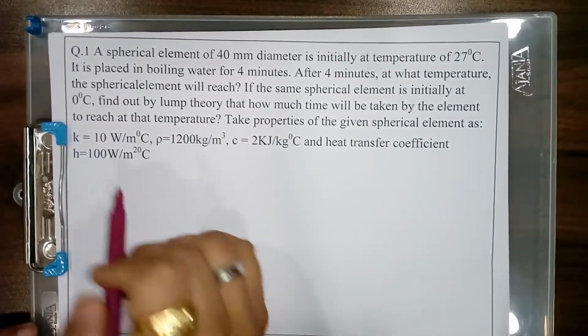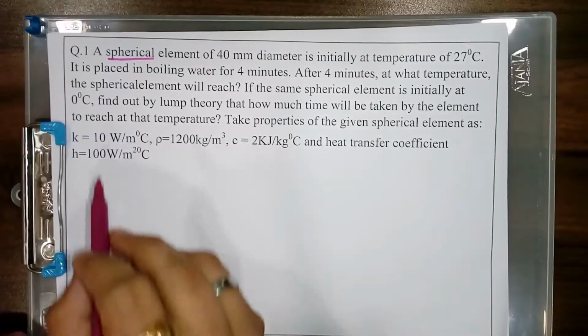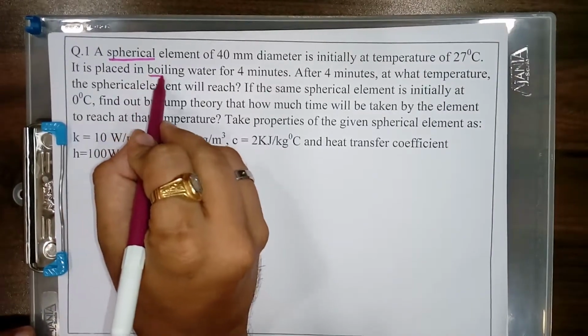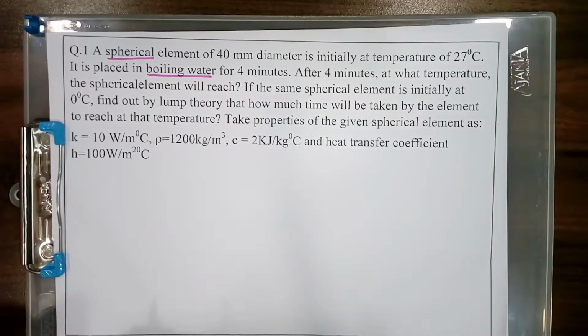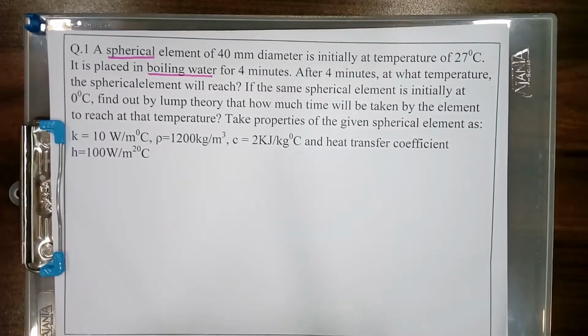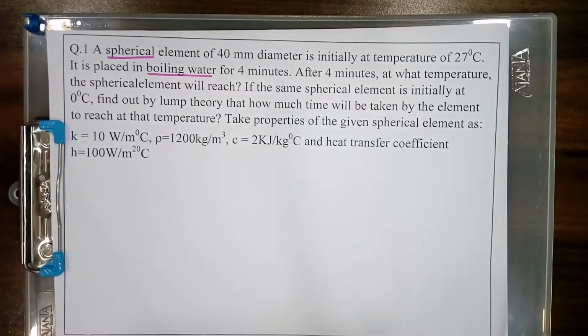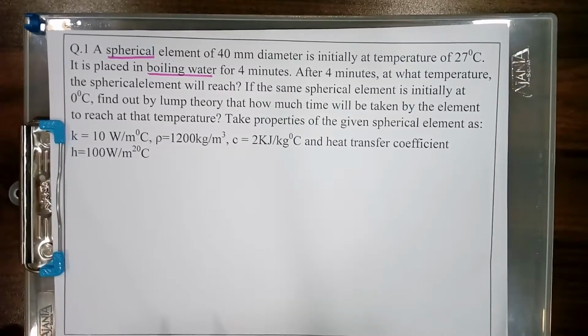So in this numerical, we have the spherical element, that is important data, and second, it is placed in boiling water. So here indirectly two pieces of information are given. One, the shape of the element is a sphere, which is used to calculate the characteristic length. Second is boiling water. Boiling water means the medium has a temperature equal to the boiling point of water, and we know that under standard pressure conditions water boils at 100 degrees.